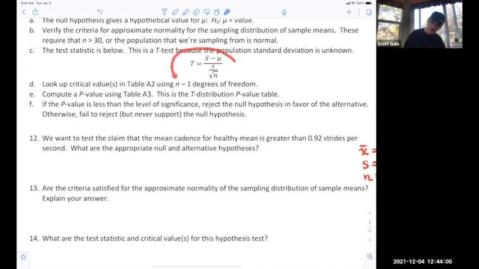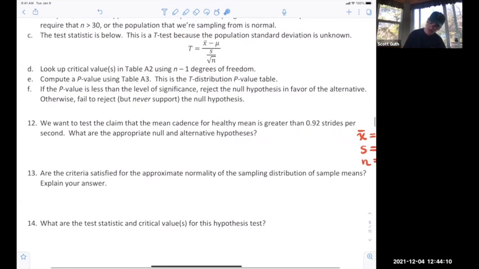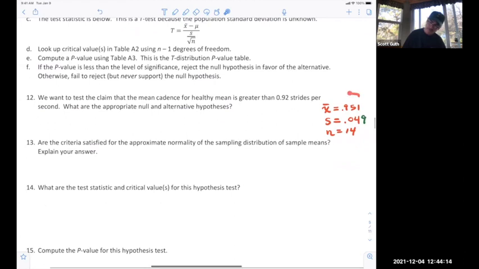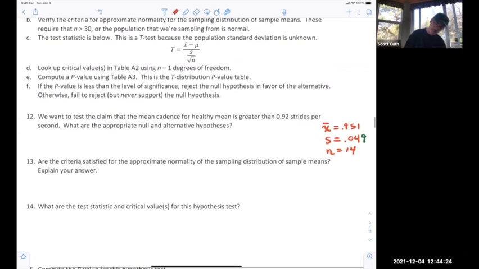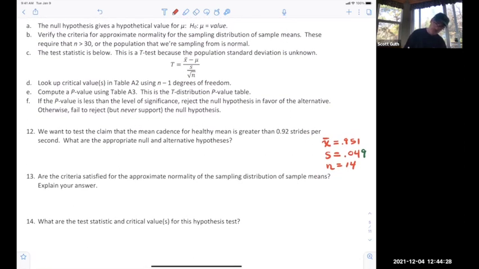And when we work with means, we'll do t statistics here. N minus 1 degrees of freedom, and table A3 is where the p-values come from. T distribution p-values are all from that table. Okay, and then I've already copied down the statistics that we computed on our calculators for the mean, standard deviation, and sample size. So the null hypothesis, as you can see above, should be mu equals some value. And so I can write that. And the alternative has got to be less than, greater than, or not equal to that value. And of course, right here, it says that the mean is greater than 0.92 strides per second. That's an alternative hypothesis. And the null, we just say equal.